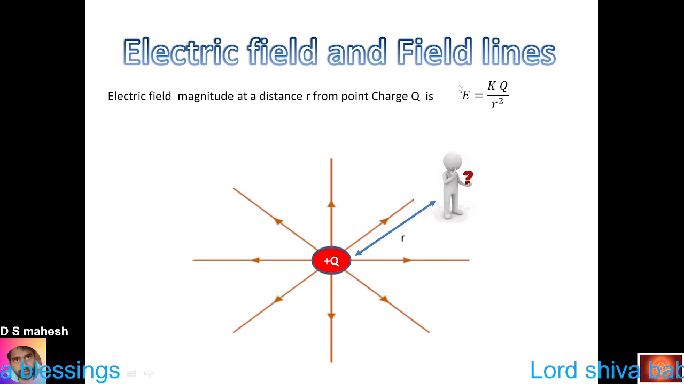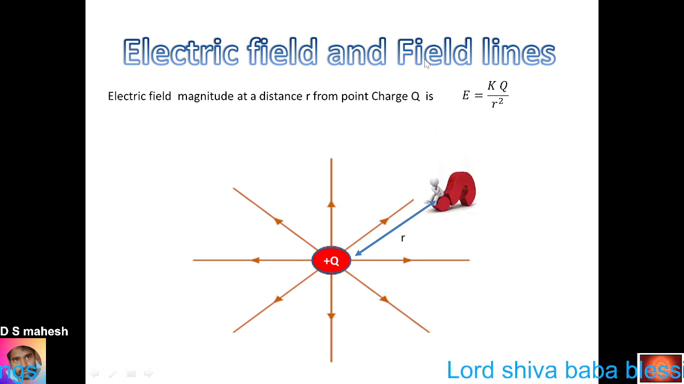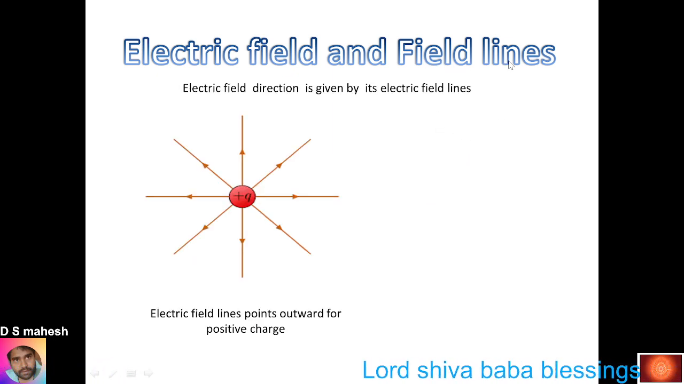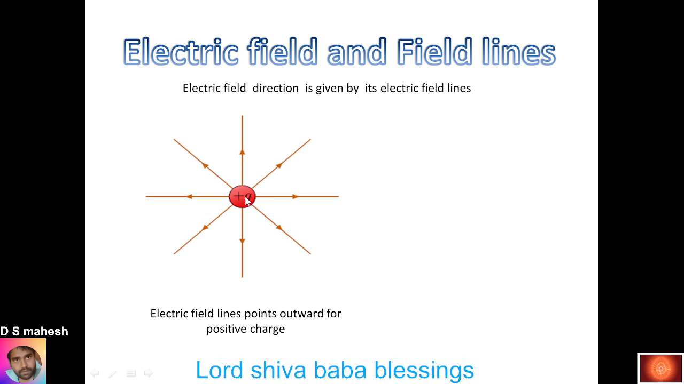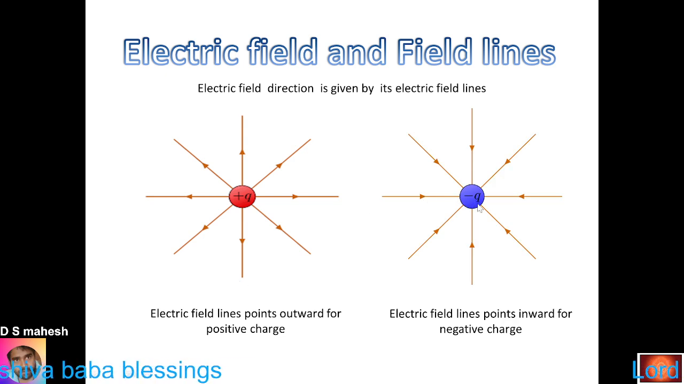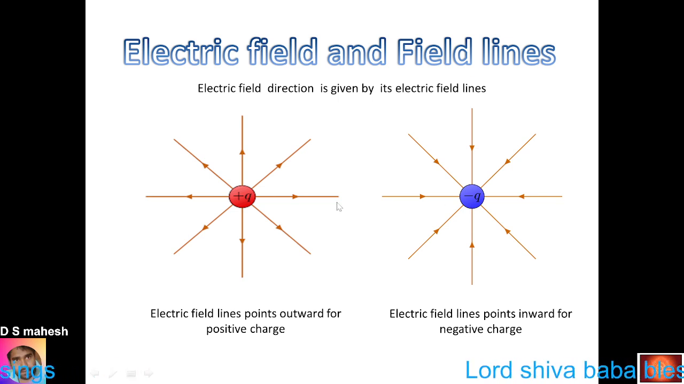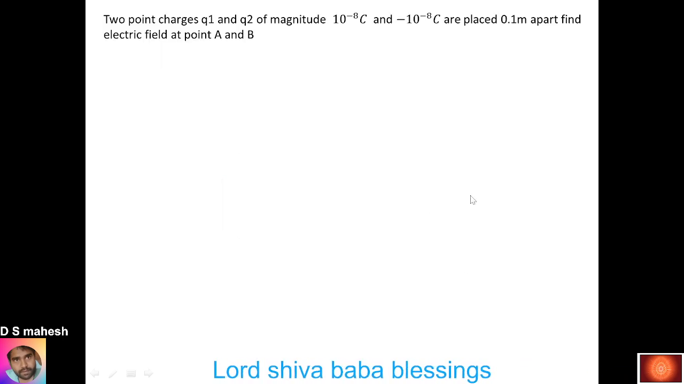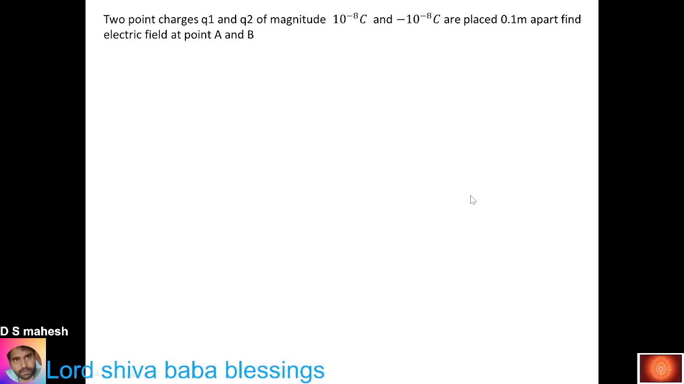But in order to find the direction, we need to know the field lines. Now if we consider the electric field line, for a positive charge, the electric field will be pointing outwards. And for the negative charge, the field lines will be pointing inwards. Always remember, for positive charge, it will be pointing outwards, and for negative charge, it will be pointing inwards. Now let us consider a problem to understand this concept properly.